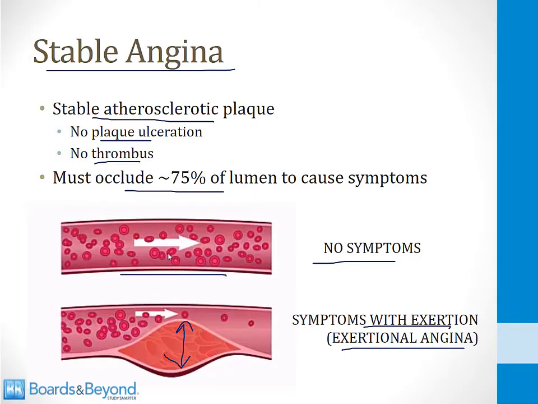And this is called stable angina for two reasons. First of all, the atherosclerotic plaque is stable, and also the symptoms are stable. Patients with stable angina only get symptoms with exertion, and the symptoms go away with rest. And this is very different from patients with other coronary syndromes.